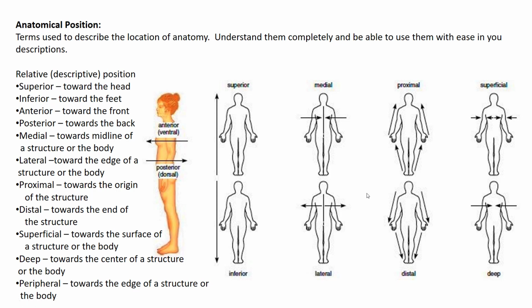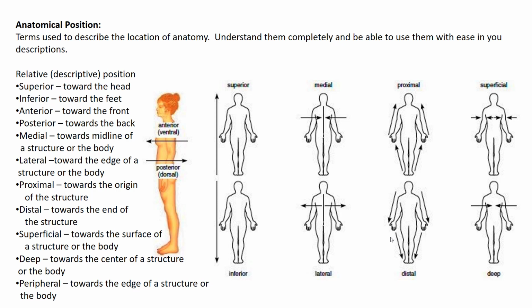Proximal is towards the origin of a structure. So it might be closer to the body itself, but it depends again on whether you're talking about an organ or a specific bone in the body or a ligament versus one body part to another. Distal is moving further away from the center of the structure or the origin of the structure. So it's towards the end of the structure or part of the body.